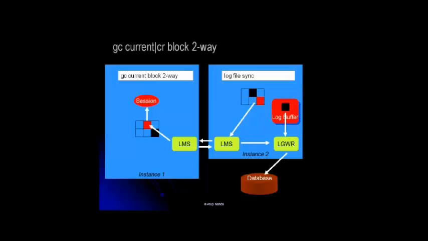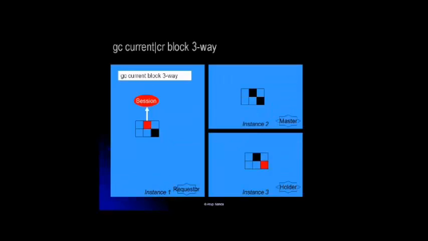So in this identical situation, I don't have the block, instance 1, but I can't just go and grab it from the disk, because I have to go and grab it from the other instance's cache. But which other instance's cache? I have to go and ask the master. If the master has the block itself, then I'm going to wait for GC current block 2-way. If the master doesn't have the block, but somebody else has the block, then I'll wait for GC current block 3-way. Now, can you tell me, will there be a GC current block 4-way?